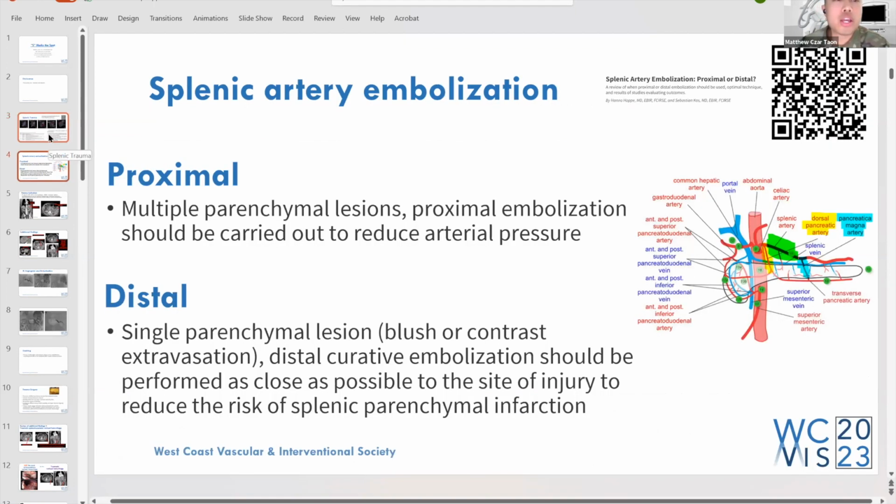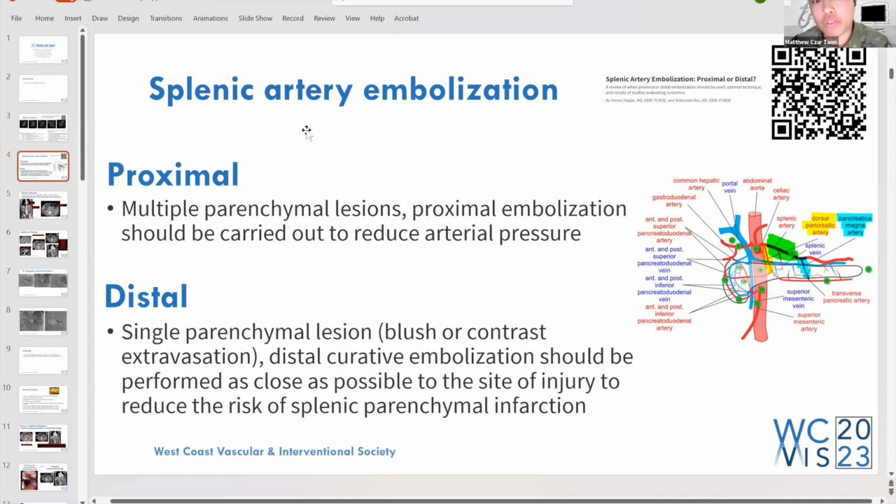Now, as soon as I see those, I take them for angioembolization, evaluation, and I have a few choices, either proximal embolization or distal embolization, depending on the severity and type of injuries. If I see multiple parenchymal lesions, I tend to do a proximal splenic artery embolization, embolizing at this green highlighted area between the yellow highlighted dorsal pancreatic artery and the teal highlighted pancreatic magna artery.